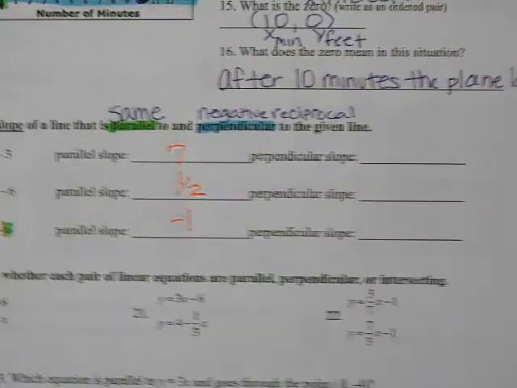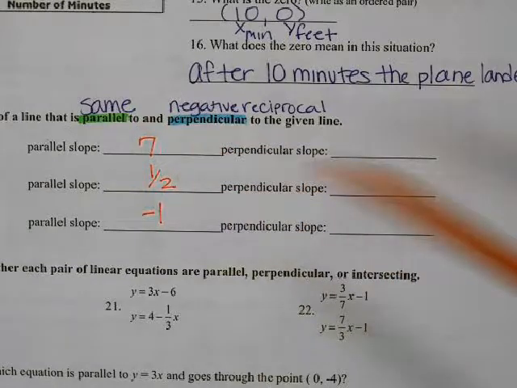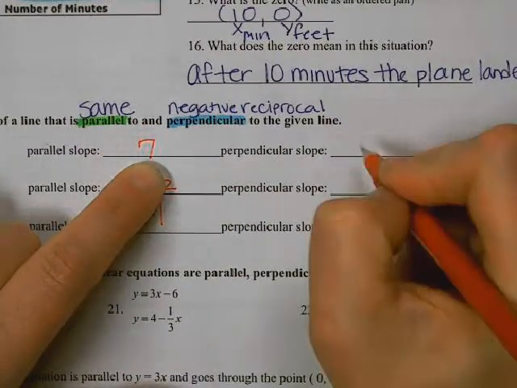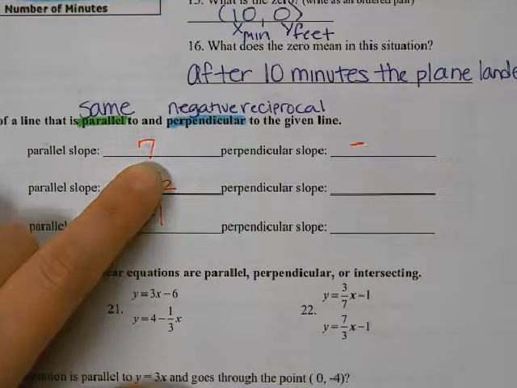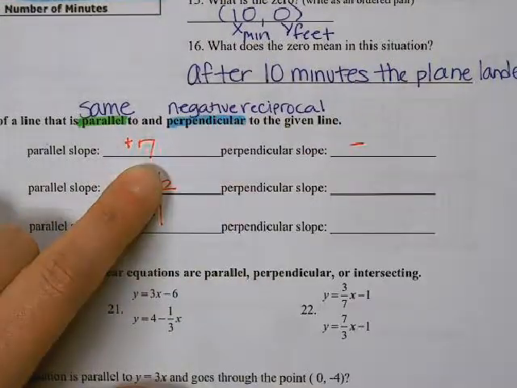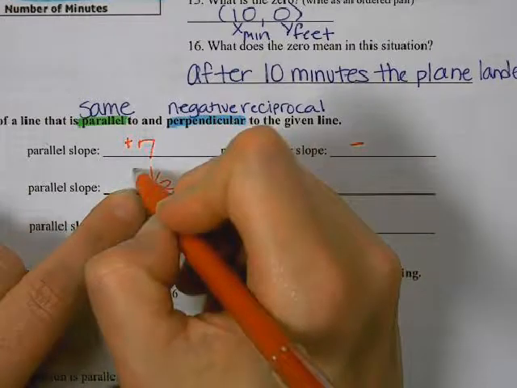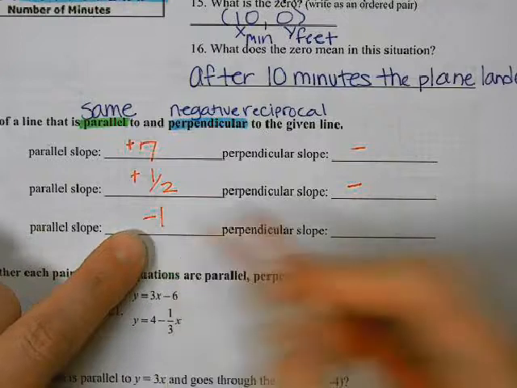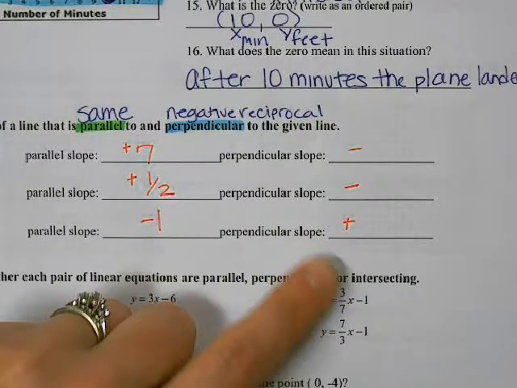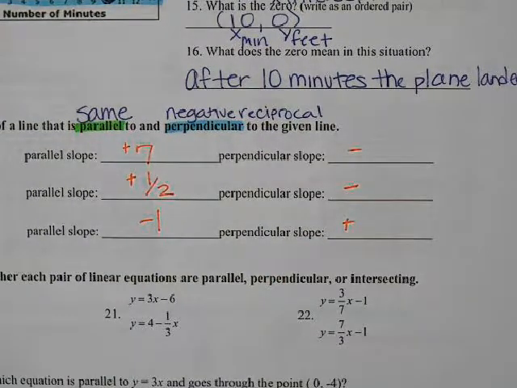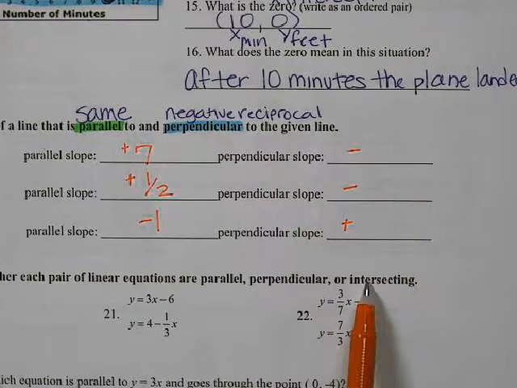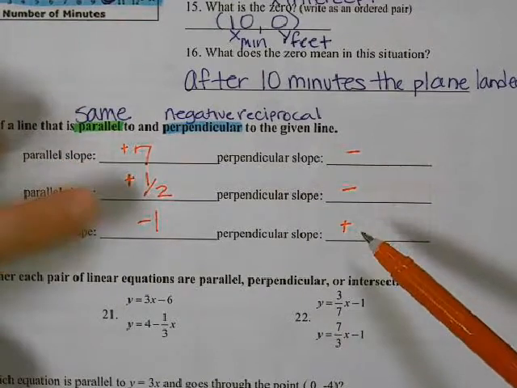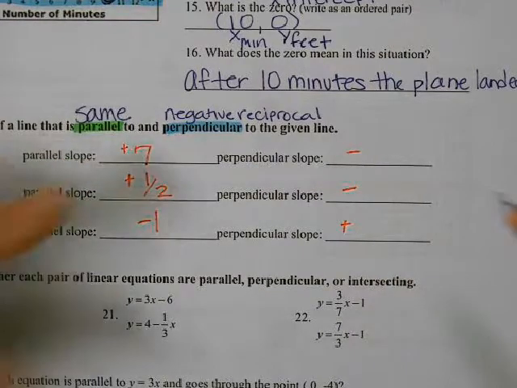Okay, so for perpendicular slope, that means I'm going to take the negative reciprocal. So what that means is, if you look at this slope, you're going to have the opposite sign. That's what the negative part means. So this slope is positive 7, that slope is negative. This slope is positive 1/2, that slope is negative. This slope is negative 1, then this slope has to be positive. Okay? So there's 2 steps to finding perpendicular slope. First we have to make it the opposite sign, then we have to take the reciprocal.